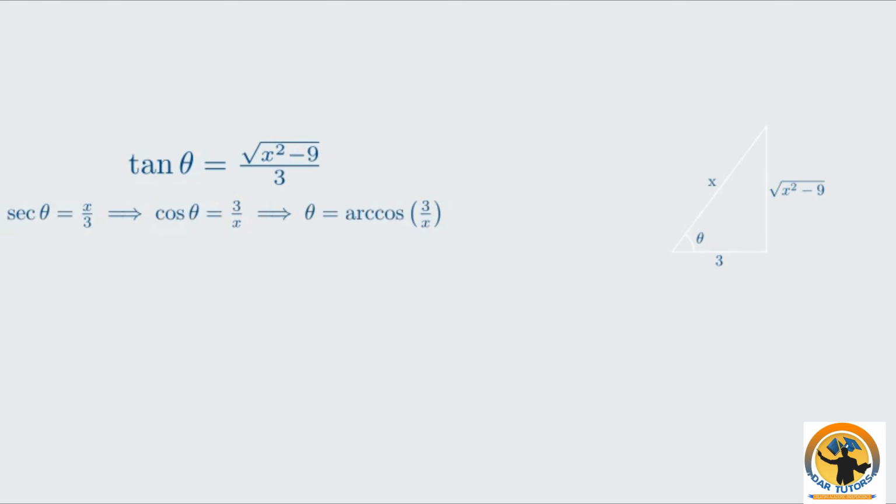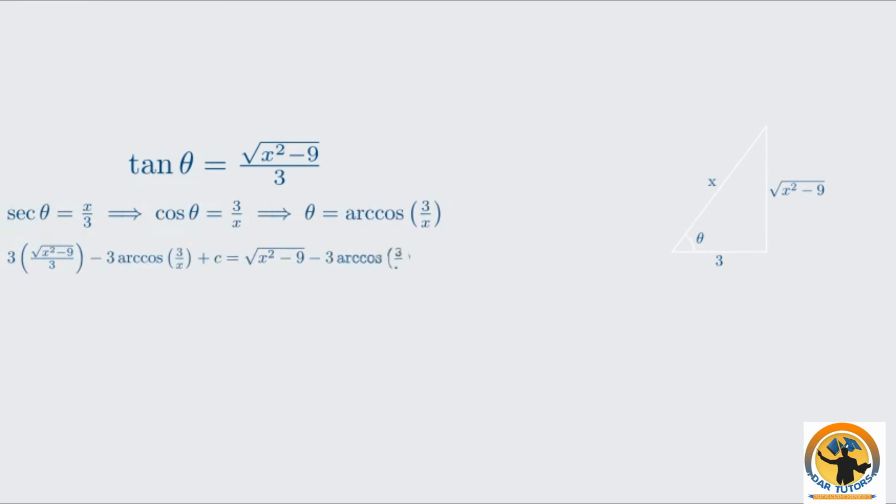We can visualize this with a right-angled triangle. Since secant is hypotenuse over adjacent, the hypotenuse is x and the adjacent side is 3. Using the Pythagorean theorem, the opposite side is the square root of x squared minus 9. From this triangle, tangent theta is opposite over adjacent, which is the square root of x squared minus 9 over 3. And theta is the arcsine of 3 over x.